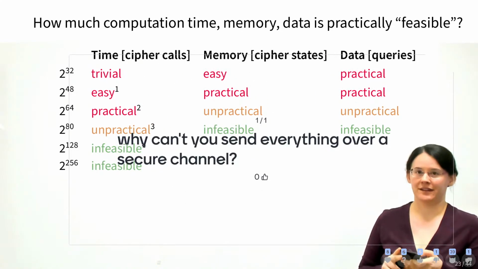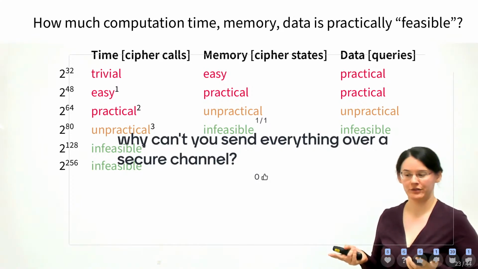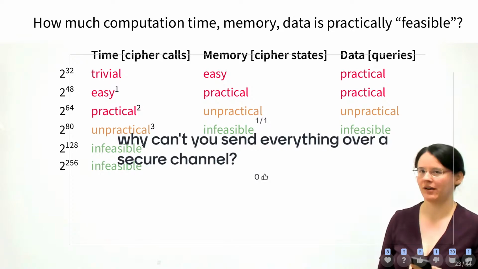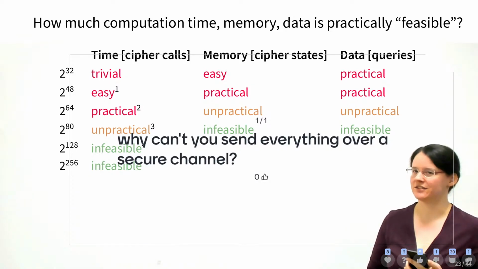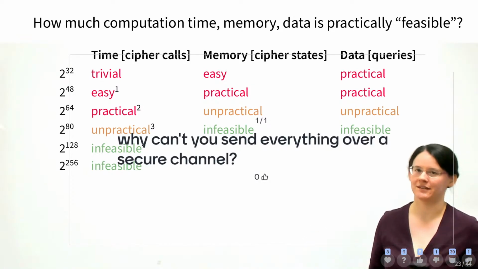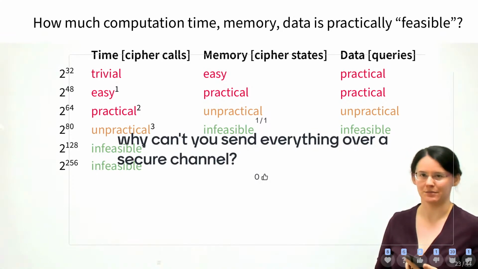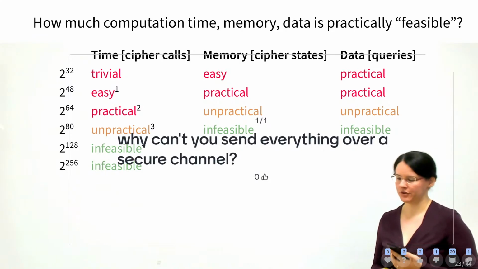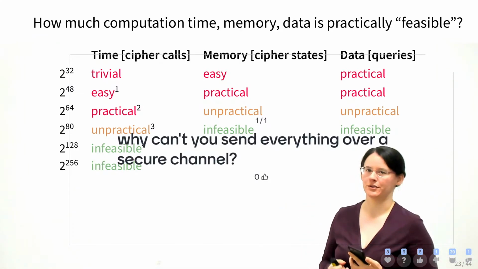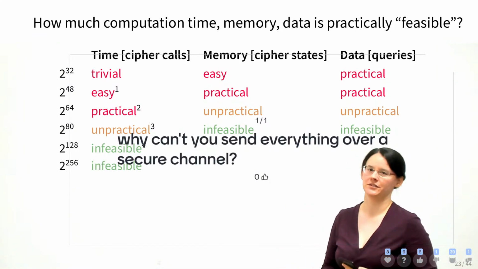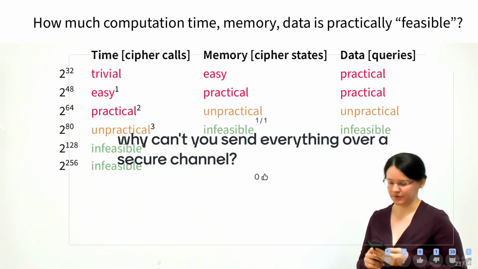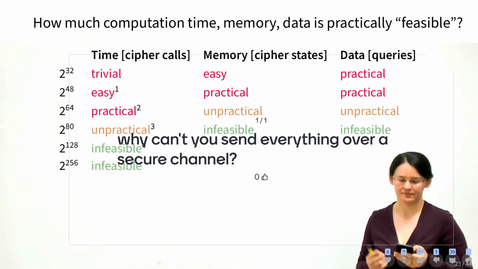Why can't you send everything over a secure channel? Well, very often you can. If you can, that's great, but sometimes you can't. For example, an HTTPS connection is not the right protocol to transmit a 7 GB Linux image, for example. You would want to use a different protocol. You don't want to put all the load on one server, but for example, use a peer-to-peer system and so on. So very often it's not convenient to send everything over a secure channel.